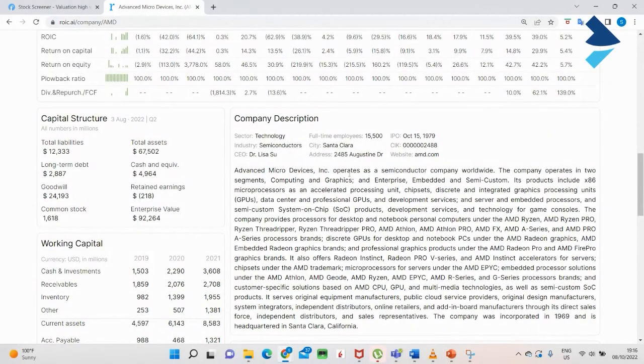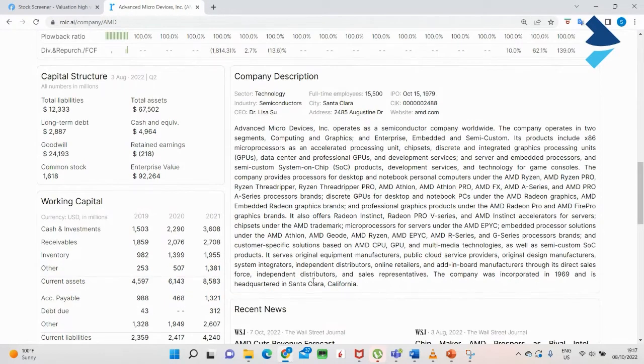The company operates in 2 segments: computing and graphics, and enterprise, embedded, and semi-custom. Its products include x86 microprocessors as an accelerated processing unit, chipsets, discrete and integrated graphics, GPUs, जो कि basically data center में इस्तेमाल होती हैं, as well as development services. Again, there's a lot of stuff that is going on here, a lot of technical stuff.